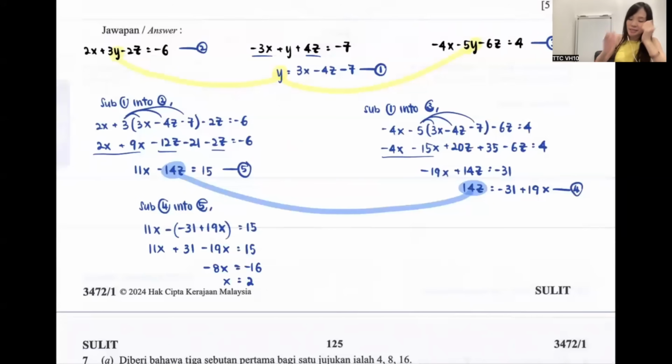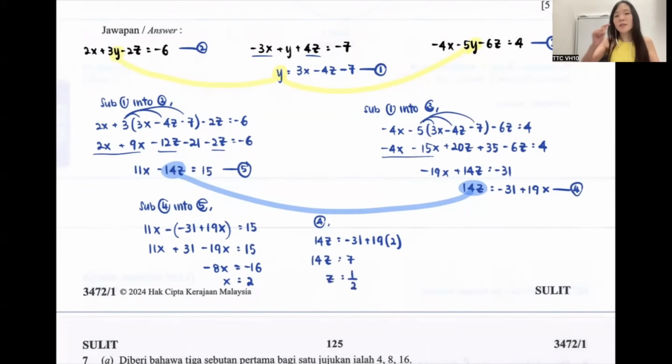I think I will find z, because equation 4 is such a good one for me to sub back. So 14z is equivalent to negative 31 plus 19, and my x is 2, so I sub 2 inside. So negative 31 plus 38, I guess getting 7. So next, how to get my z answer? Times 4 times 14, move it over, divide by 14. 7 divided by 14, isn't it the answer? It is 1 over 2. Done.